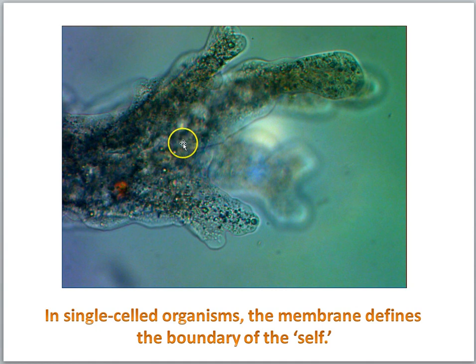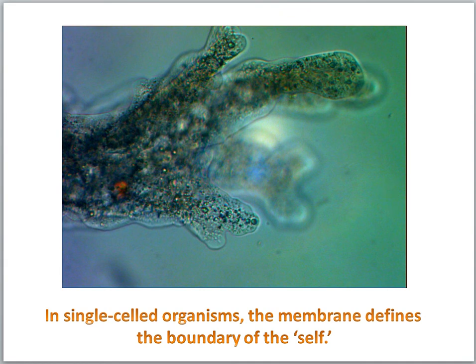Now, this is our picture of an amoeba again, a single-celled organism that lives in ponds and streams. And for those types of creatures, the membrane defines the boundary of the self. So for the amoeba, it's the cell membrane that distinguishes the amoeba from the world, right? That is the boundary of the amoeba as a living organism compared to the external environment.